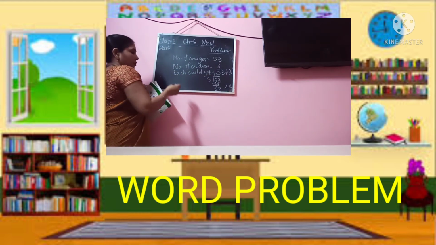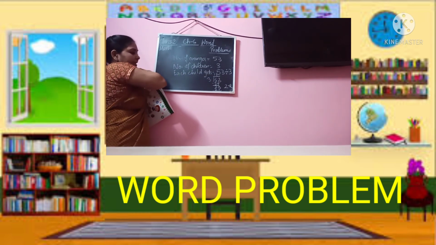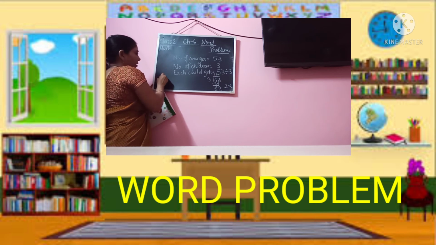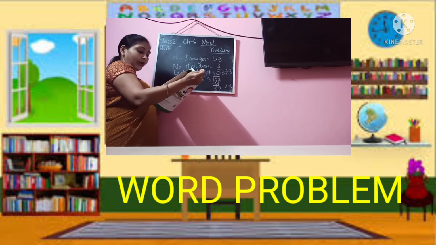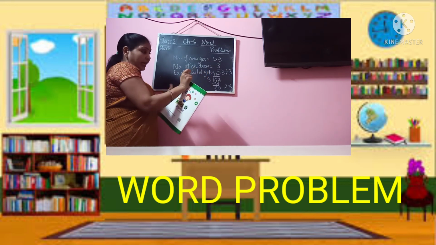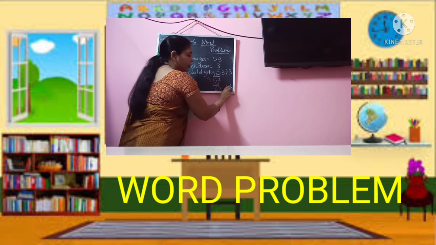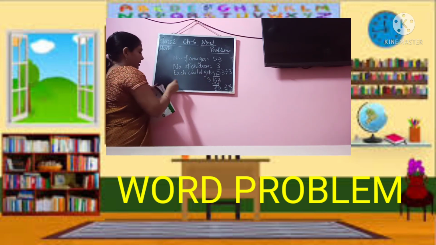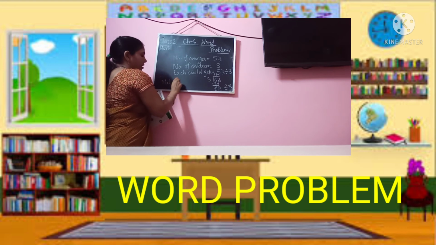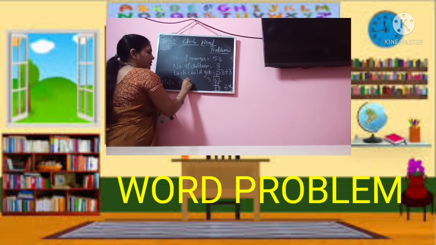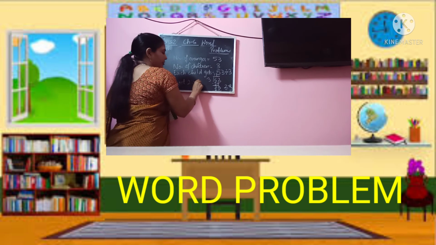Okay, so you can say, you have to write how many oranges did Mala get. So the remaining oranges will be given to Mala. So Mala gets 2 oranges.